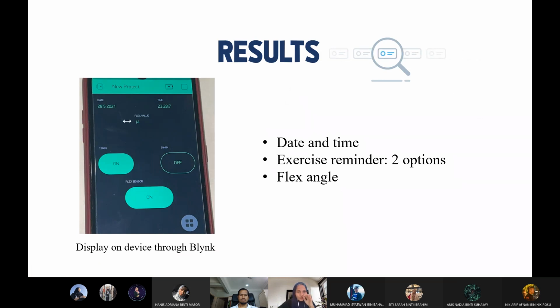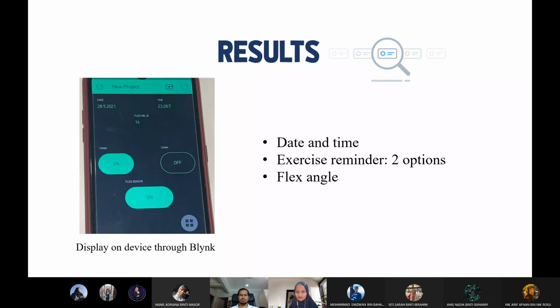This is the result for B2 poster. As can be seen on the screen, this is how it's displayed on the smartphone app by Blynk. It has the date and time along with the exercise reminder that we have two options, either 15 minutes or 30 minutes break. So the user can choose either one. This process used Cloud Blynk using the Wi-Fi, which gives the exact time so that it will not confuse the user. The flex angle button is used to help trigger the function of the motor and buzzer.